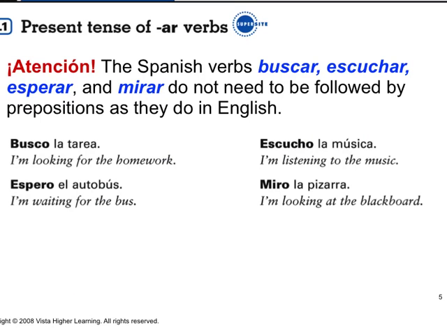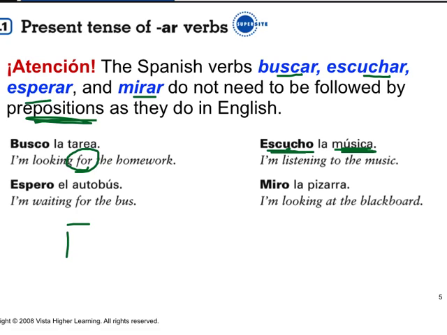And now I have two more slides about things that you should remember. First, Spanish verbs buscar, escuchar, esperar, and mirar do not need to be followed by prepositions, as they do in English. Busco la tarea means I'm looking for. See, in English we have to have that preposition for, but in Spanish, buscar means to look for, so you don't need the preposition. Escuchar also. Escuchar means to listen to, so if it's followed by a thing like música, you don't need a preposition.